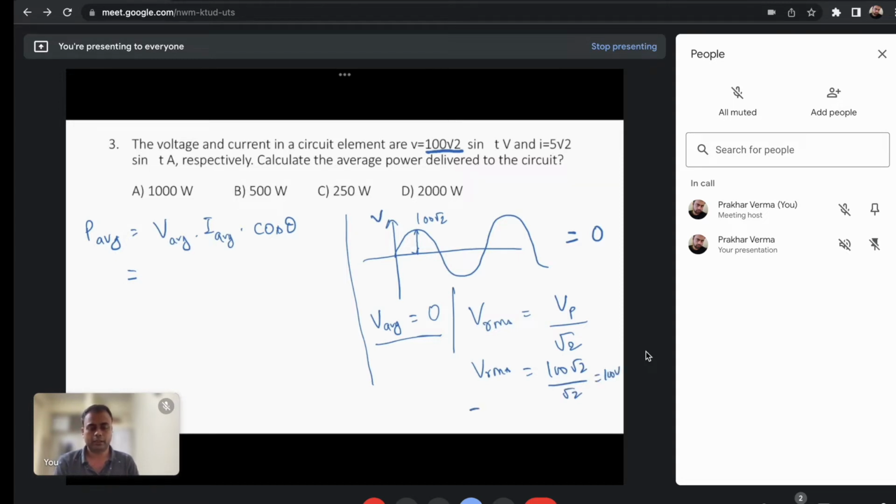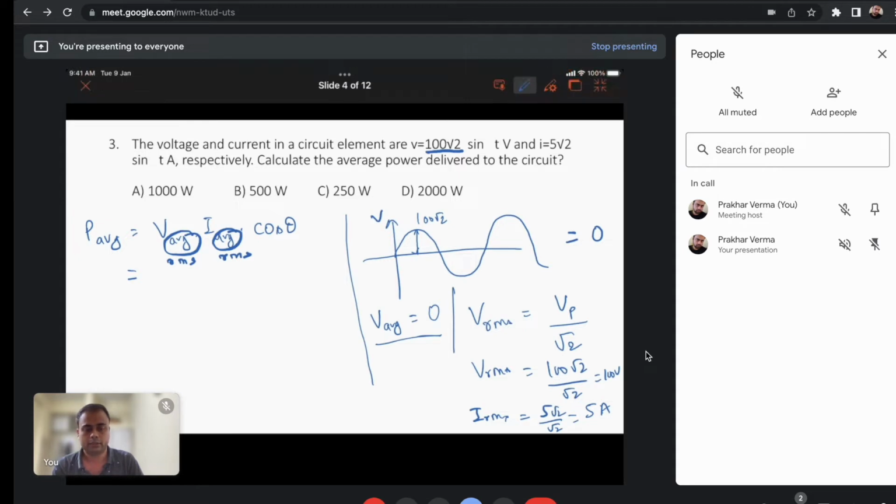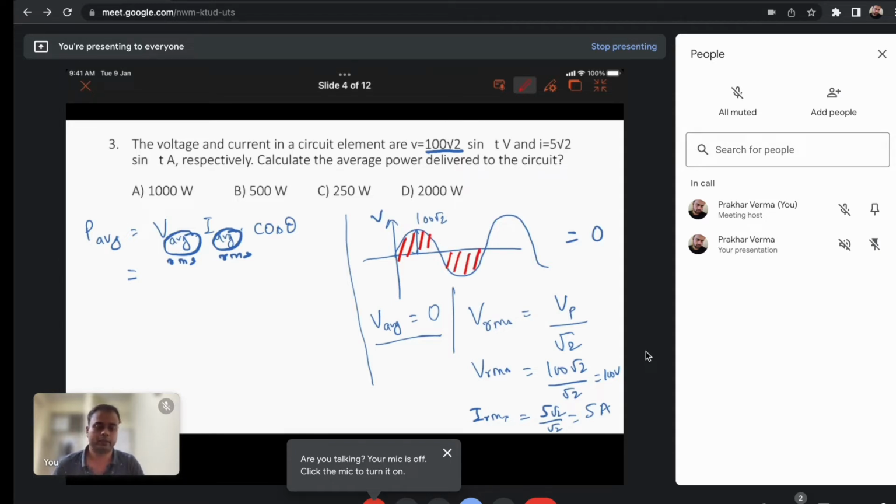Similarly, the IRMS value can be calculated. This is again given as 5 square root 2. Dividing it by root 2, we get 5 amperes. So now, substituting these two values. Just to clarify here, these are not average values, but these are RMS values, because in case of an AC voltage waveform, the average will be 0. As you know, the area of the positive and the area of the negative are equal, so this will cancel out, and the average value becomes 0. That is why we have to consider the RMS value.